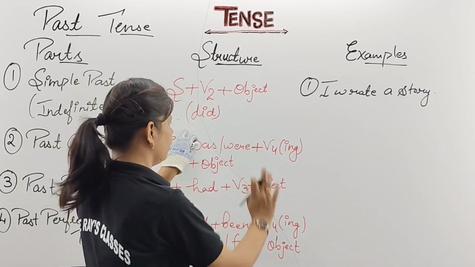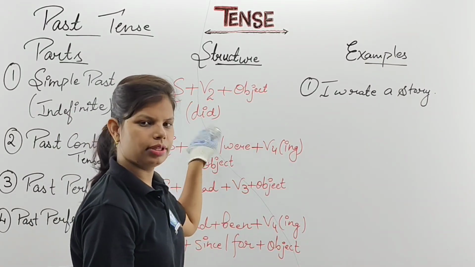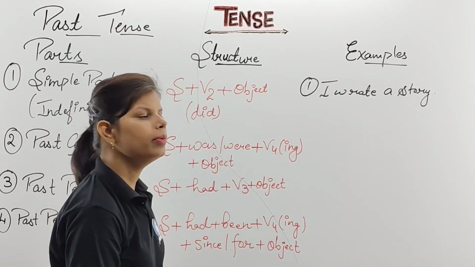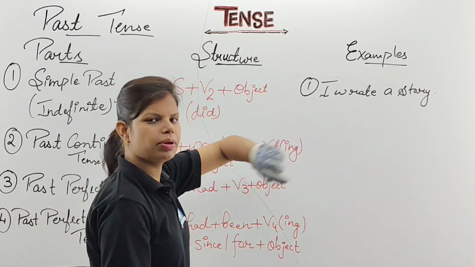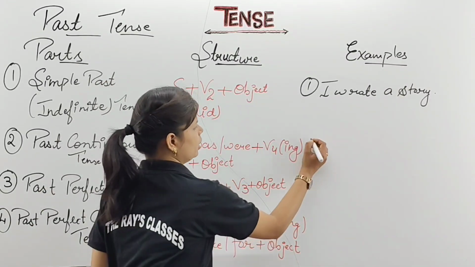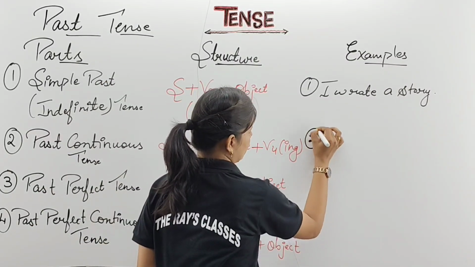Now, here the things are clear. We have not used the helping verb did. There are sentences where we are going to use this helping verb. But here we have taken the simple affirmative sentence. We have not used that one. Now, the second one.